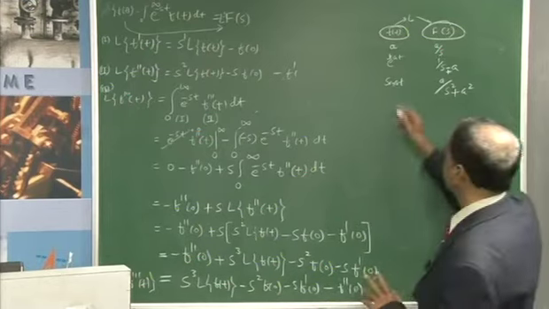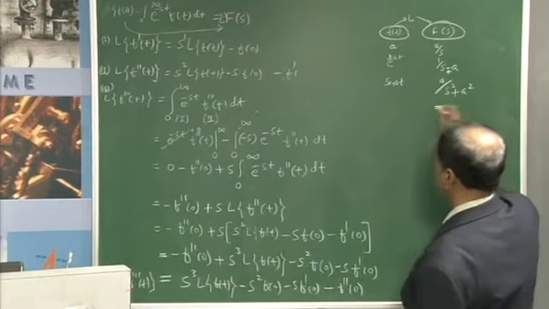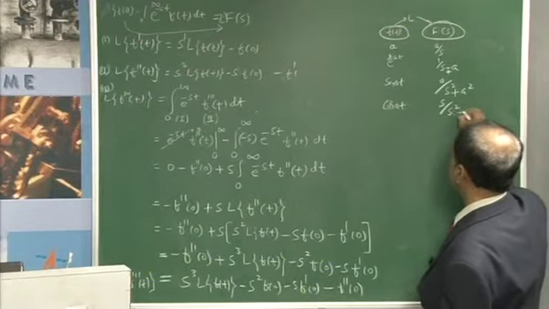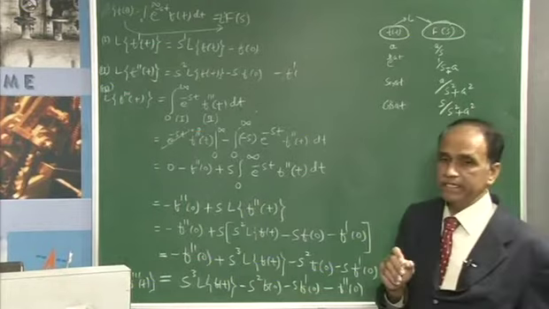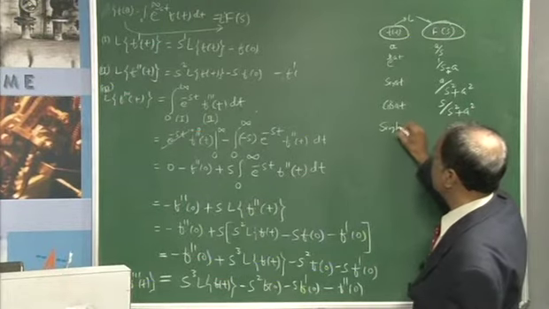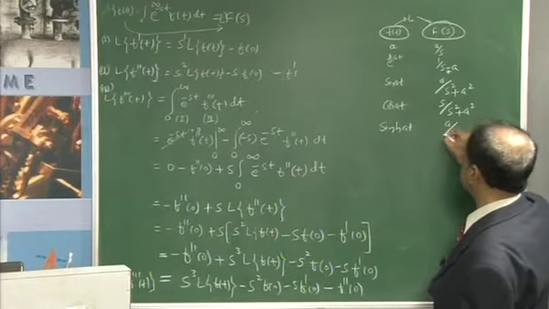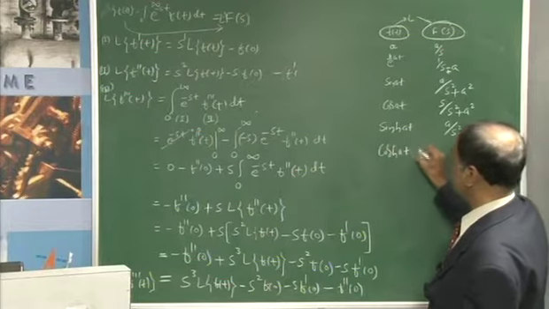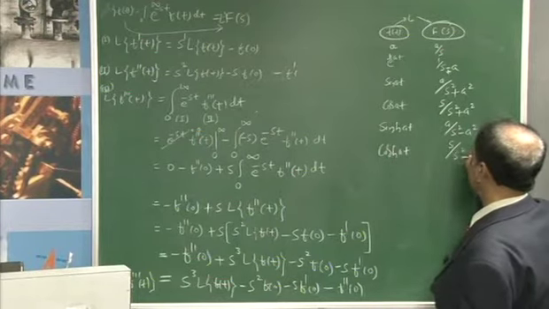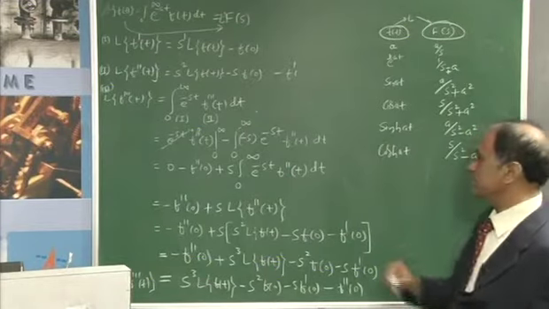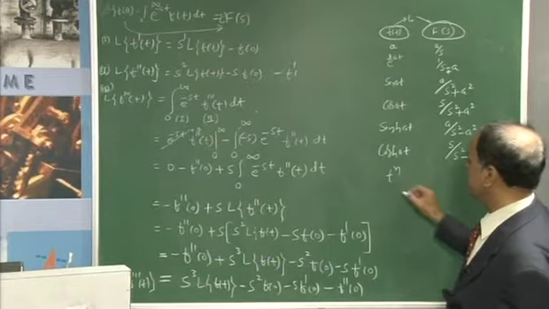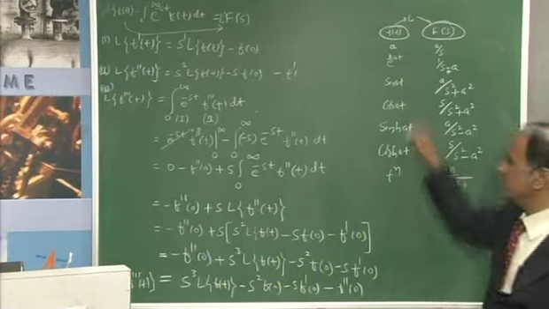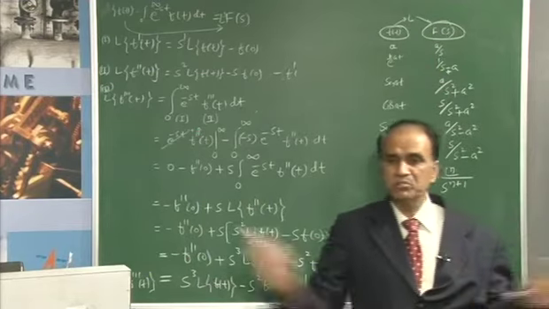Then sin of at gives a divided by s square plus a square, and cos of at gives s divided by s square plus a square. Then sinh of at gives a divided by s square minus a square, and cosh of at gives s divided by s square minus a square. And next, t to the power n gives n factorial over s to the power n plus 1. These are just like your alphabets A, B, C, D. You have to remember all these things.